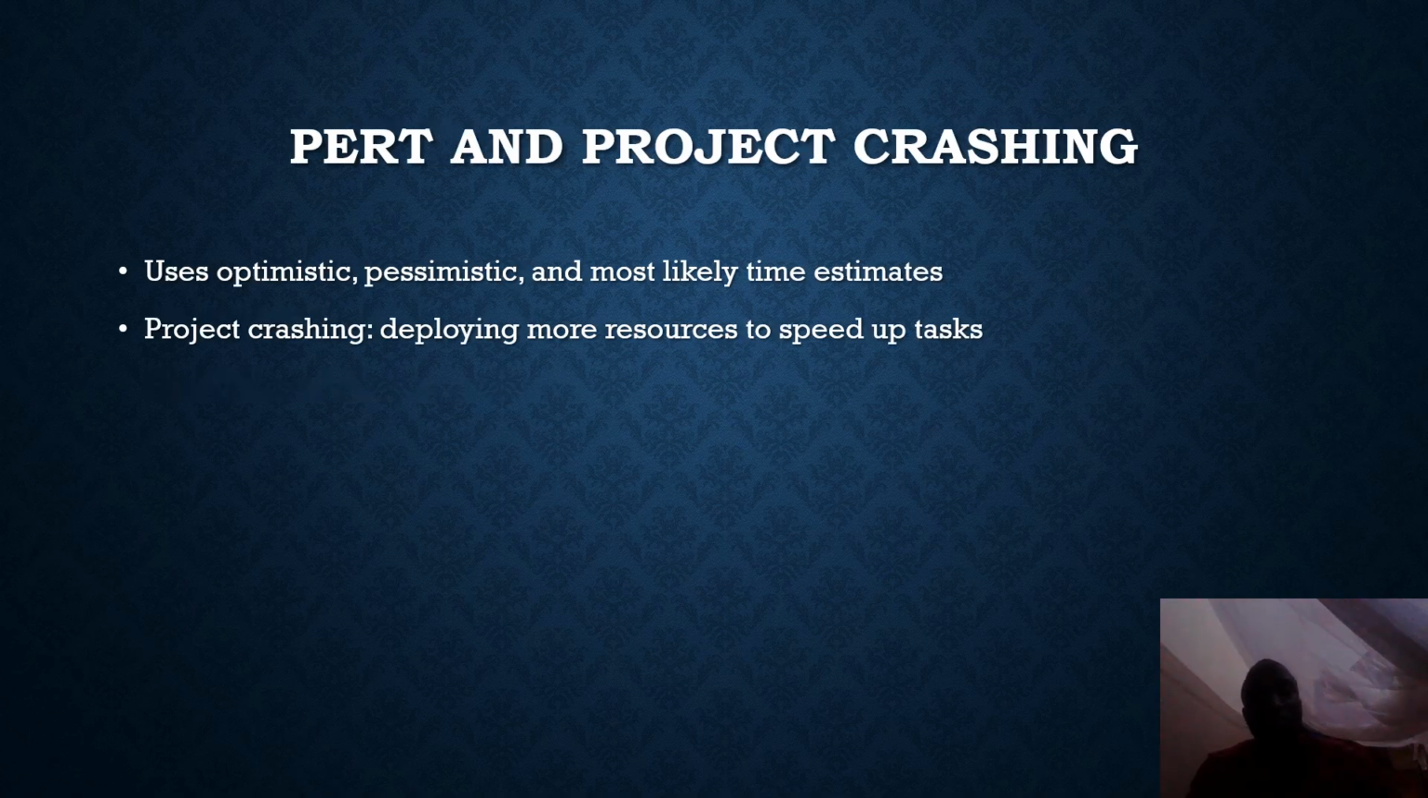Part and project crashing. You can imagine that. It uses optimistic, pessimistic, and most likely time estimates. Project crashing is where someone deploys more resources to speed up the tasks.